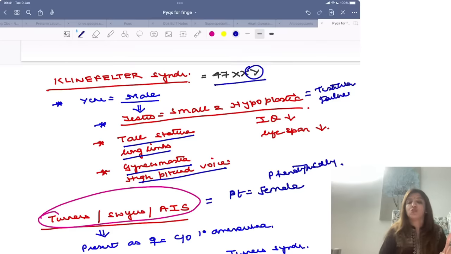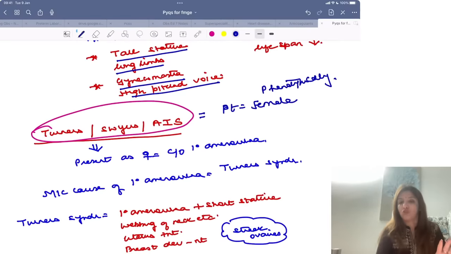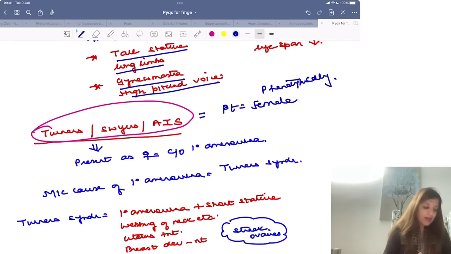So Klinefelter syndrome ke patients are male patients who are tall, who have long limbs, and they have testes. The testes are small and hypoplastic. They have two X chromosomes, so they have gynecomastia and they have a high pitched voice, right? On the other hand, Turner's syndrome, Swyer's syndrome and androgen insensitivity syndrome, phenotypically, that means physical appearance wise, all of them are females and they come to you with complaint of primary amenorrhea.